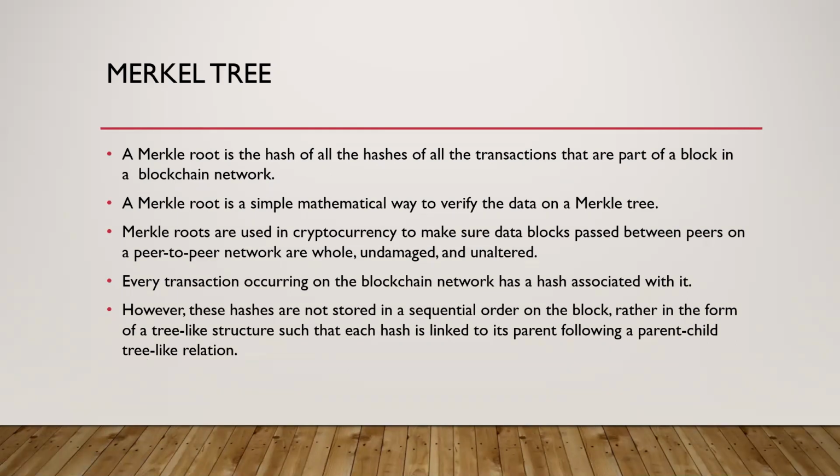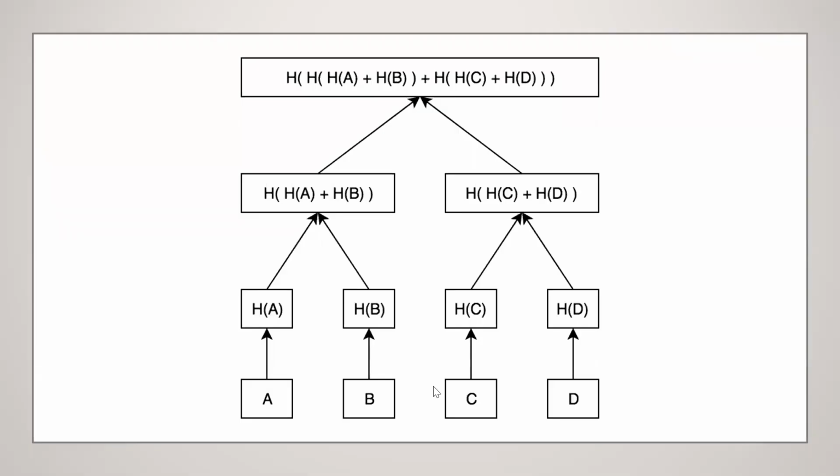So one thing that I'd like to make clear, as already mentioned over here, is that these hashes are not stored in a sequential order, but rather in the form of a tree-like structure. If you know about binary trees, you can totally understand this. So these are your 4 transactions. The hashes of these transactions are over here, then they are combined together to form this. They are combined together to form this, and these 2 are combined together to form this.